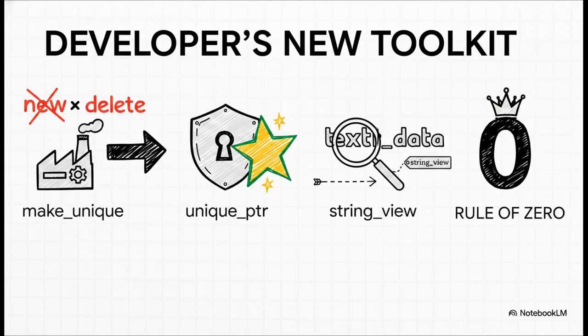All right, let's boil this whole journey down to a few key habits. First, replace your raw new and delete calls with make_unique. Second, just default to unique_ptr for all your ownership needs. Third, use string_view for your non-owning string parameters. And finally, always structure your classes to aim for that beautiful rule of zero. These four habits alone will completely transform your code.